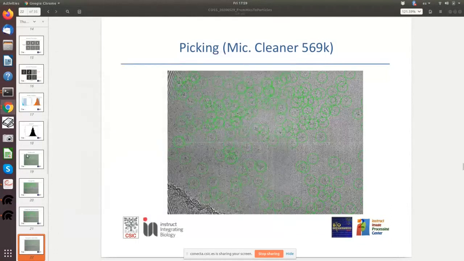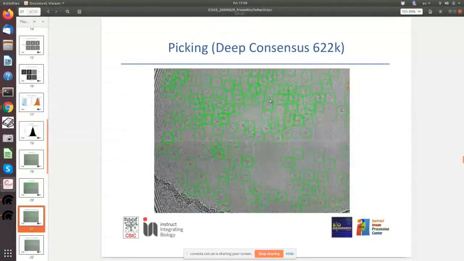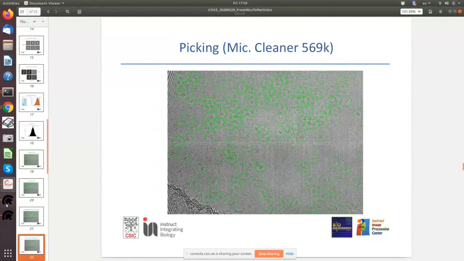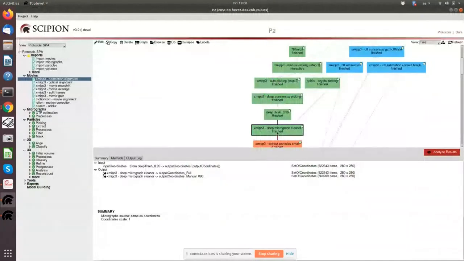Okay, so this micrograph cleaner is an algorithm also based on deep learning that tries to identify carbon edges, aggregations, contaminations, and so on. So it removes the coordinates that are coming from those areas, and it went down just like 5%. So it removed 5% of the data. And let's see that protocol here. So this is the micrograph cleaner.